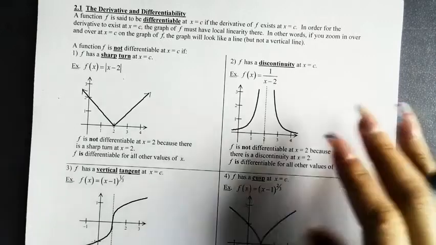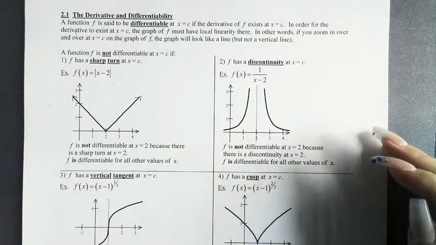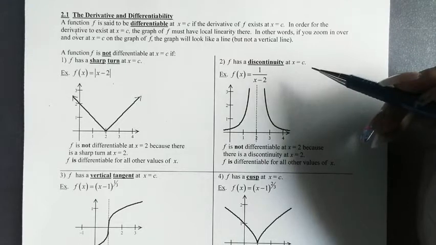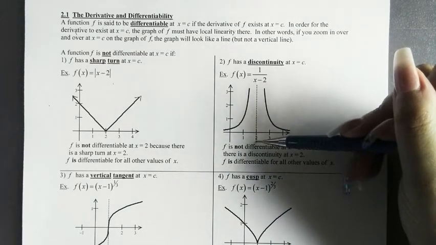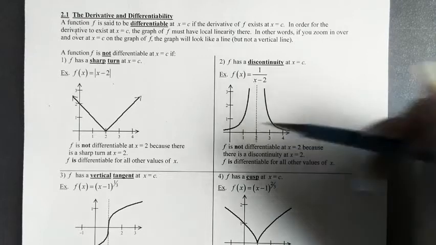Now for number 2, we have that f has a discontinuity at x equals c. In this example, f of x is equal to 1 over x minus 2, meaning we have an asymptote here at 2. We say that f is not differentiable at x equals 2 because there's a discontinuity at x equals 2. f is differentiable elsewhere, but not at 2.